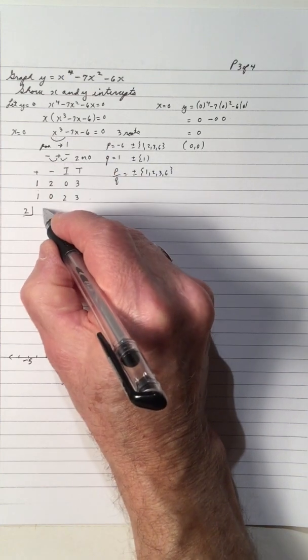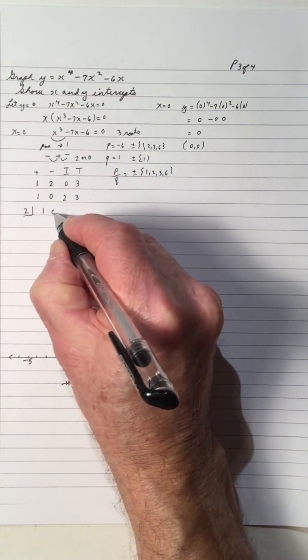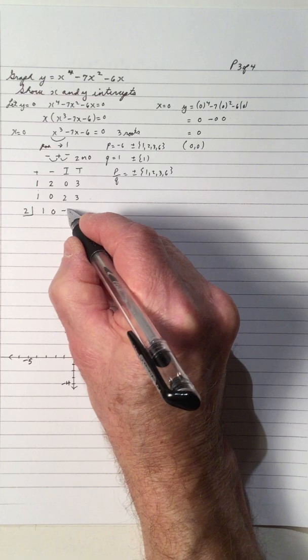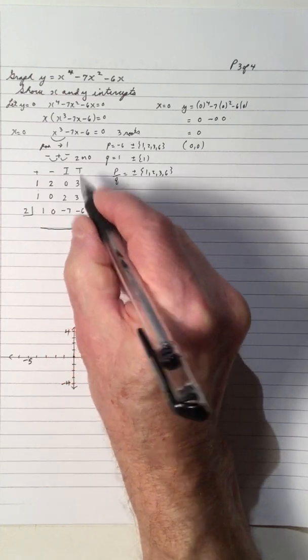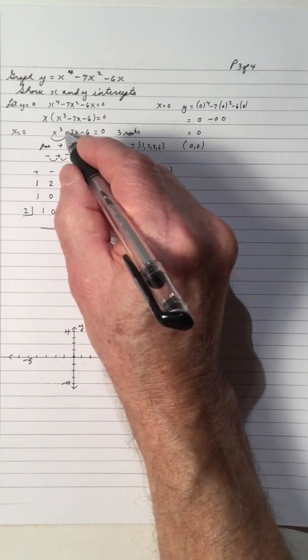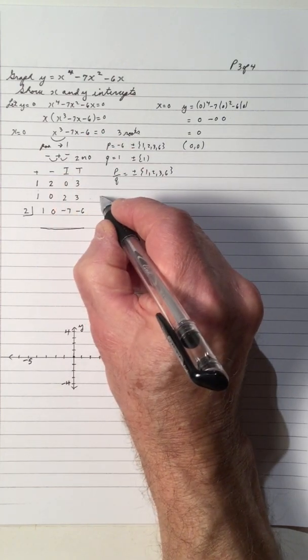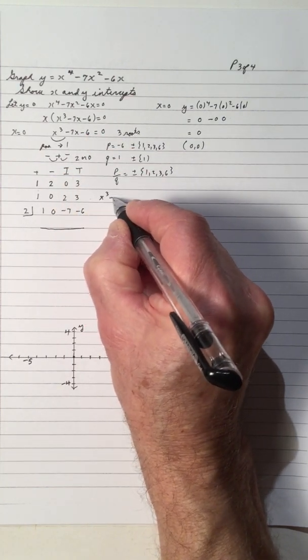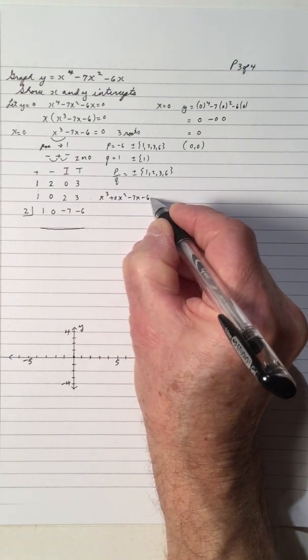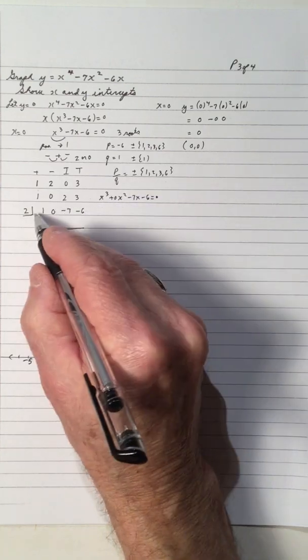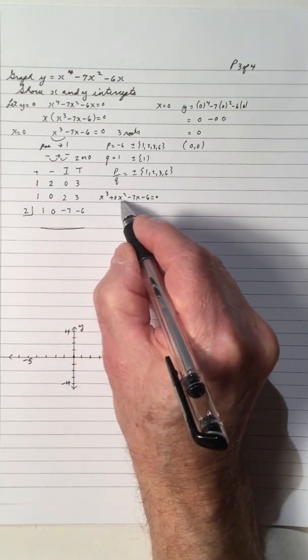So that's x cubed, 1. Notice there's no x squared, and there's a negative 7 and a negative 6. When you do synthetic division, you have to make sure that you fill in the equation. Remember, the equation is x cubed plus 0x squared minus 7x minus 6 equals 0. So when you do synthetic division, you have to fill in that 0.